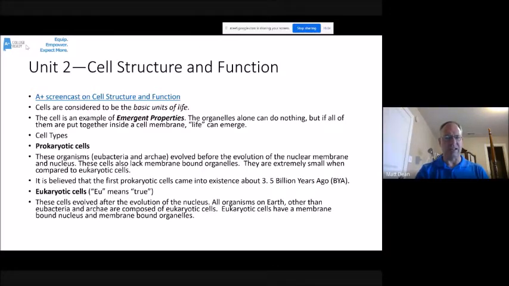Compared to eukaryotic cells, they're pretty tiny. There's not a whole lot of diversity in terms of different types of bacteria, but there are more bacteria on Earth, obviously, than there are anything else. We think bacterial cells came first, maybe somewhere around 3.5 billion years ago, and that eukaryotic cells evolved from them. So all organisms on Earth, other than the regular bacteria, the eubacteria, and the archaea, are made of eukaryotic cells. They have a membrane-enclosed nucleus, and they also have all those membrane-bound organelles that we talked about a minute ago.